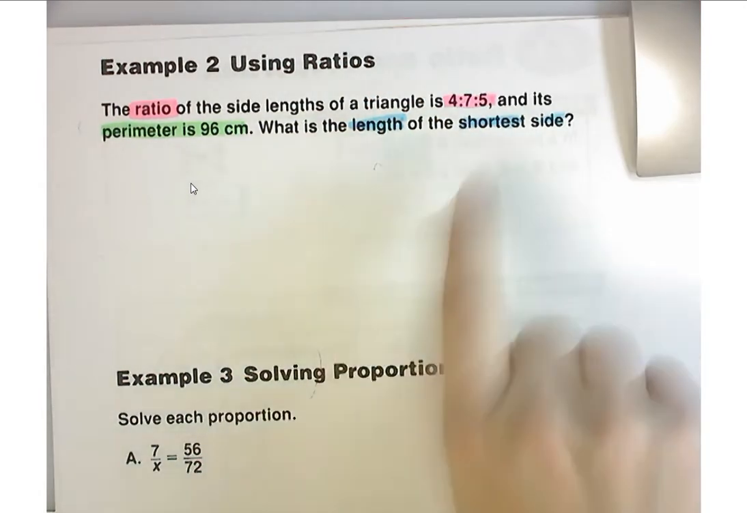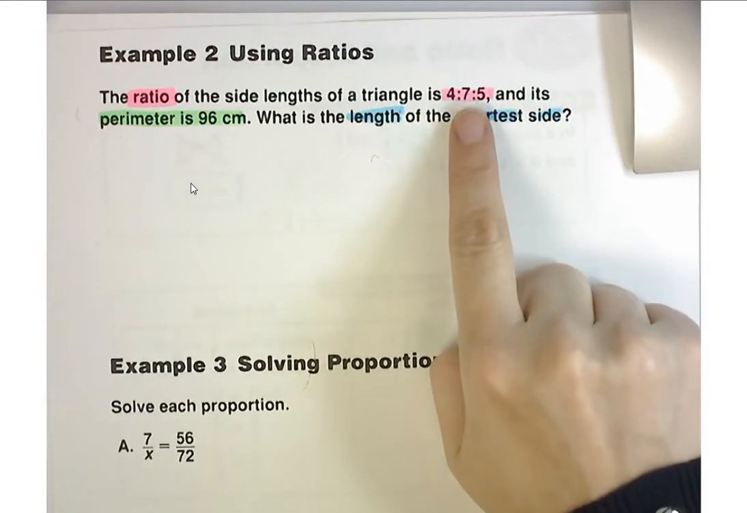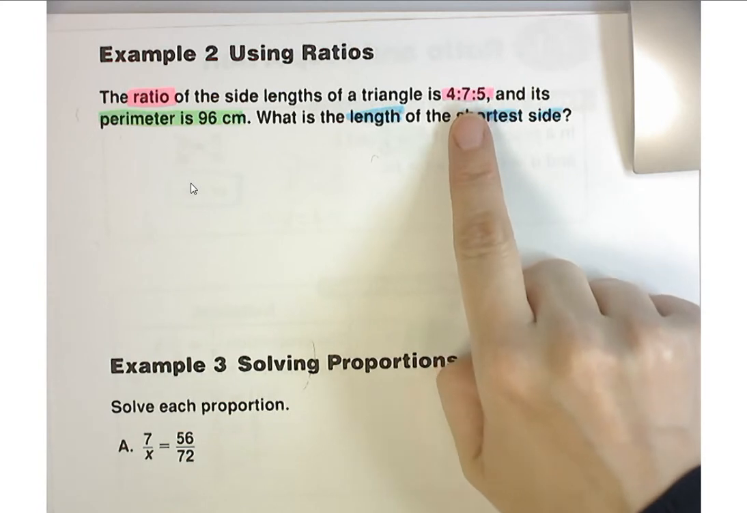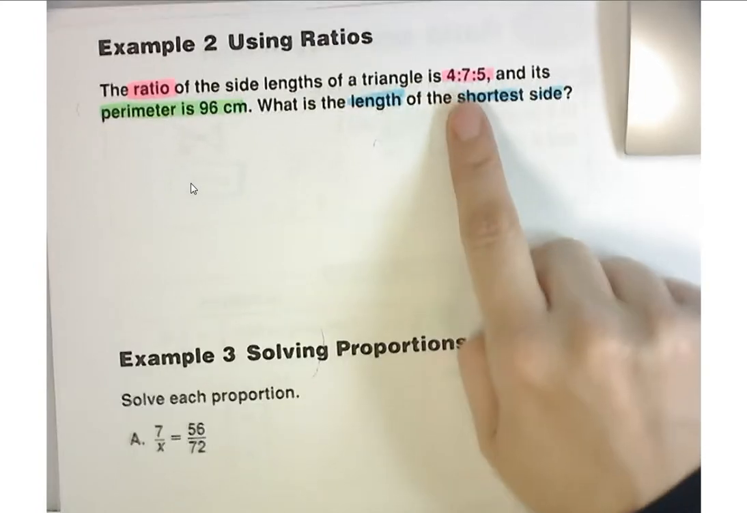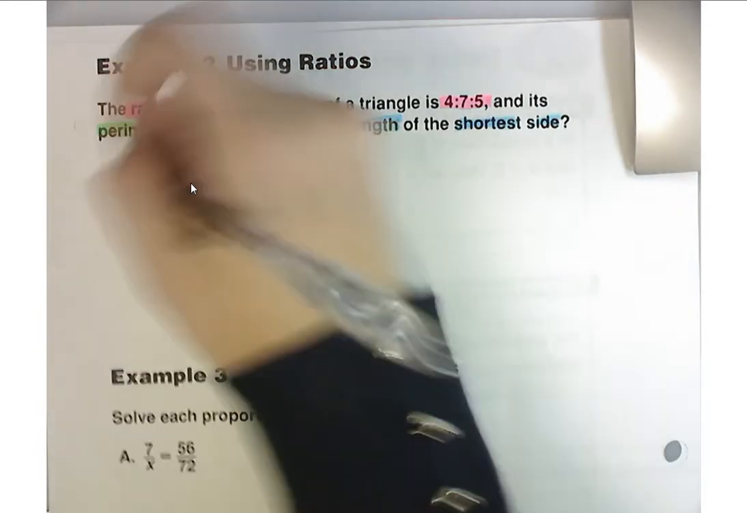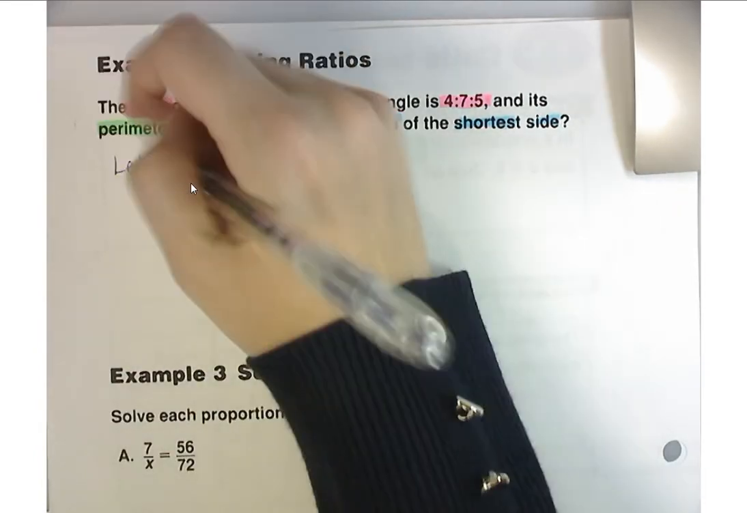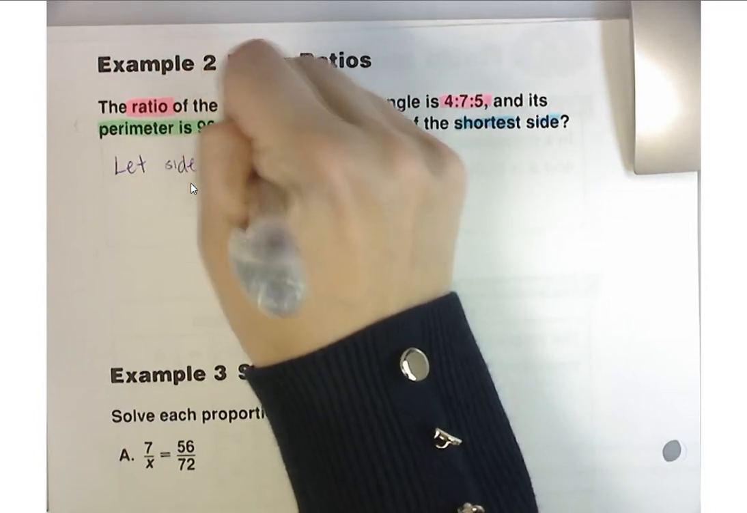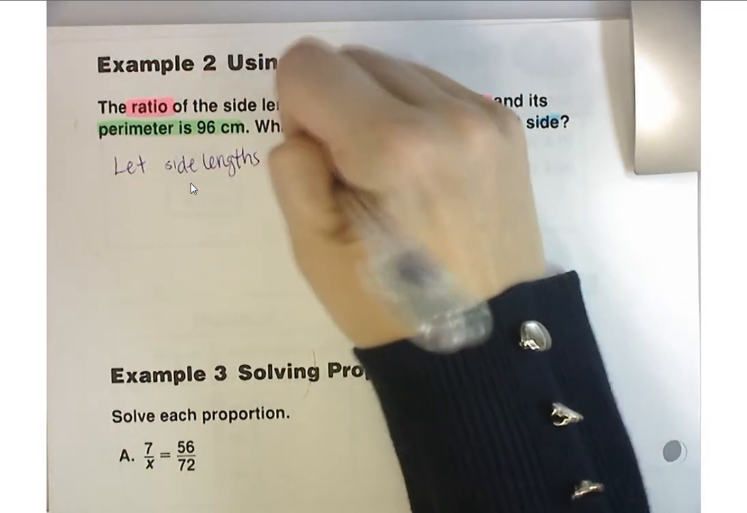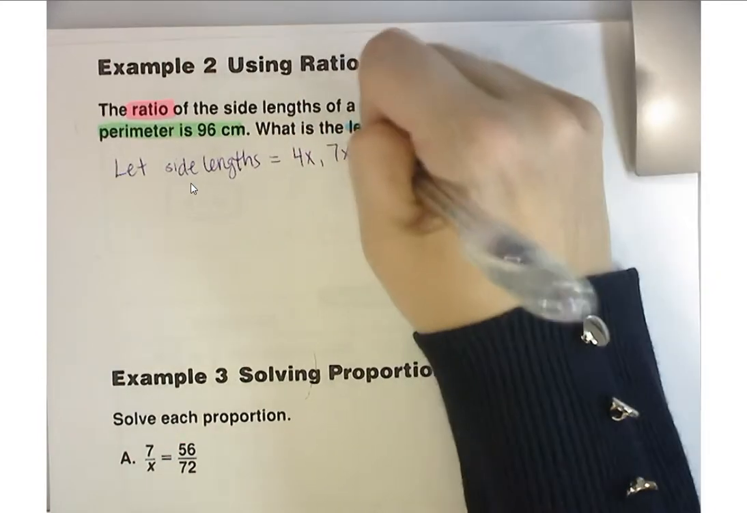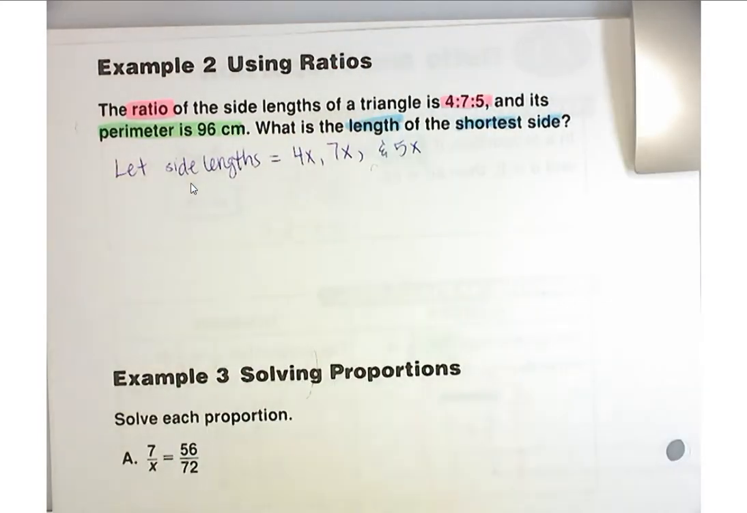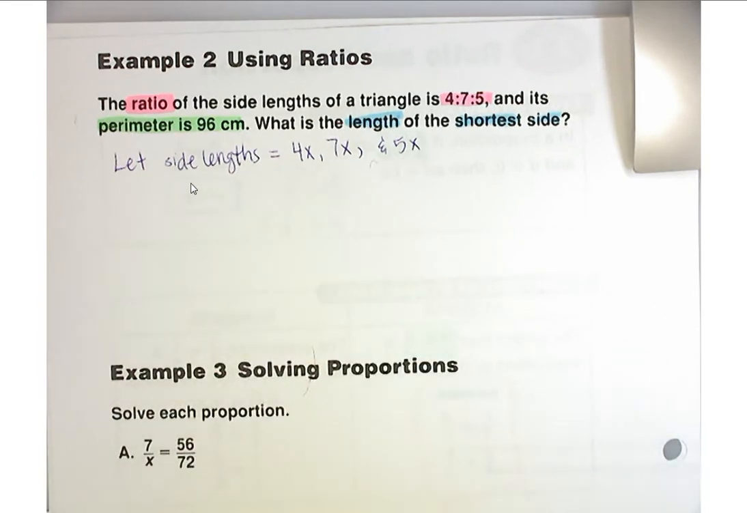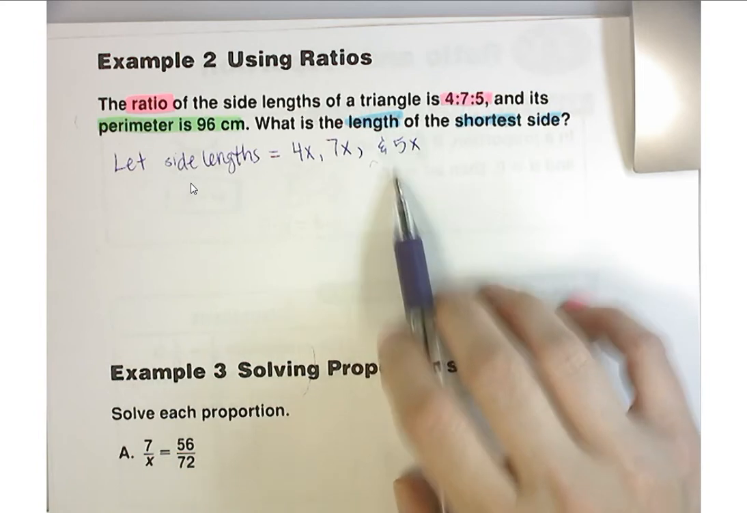Now it's important that we understand that these are not necessarily the side lengths, but it is the ratio of the side lengths, which means we are going to have to put a variable with them. So if the ratio is 4 to 7 to 5, we're going to let the side lengths equal 4x, 7x, and 5x. Which one of those is going to be the shortest? The 4x. Okay? So those are what our side lengths are going to be.